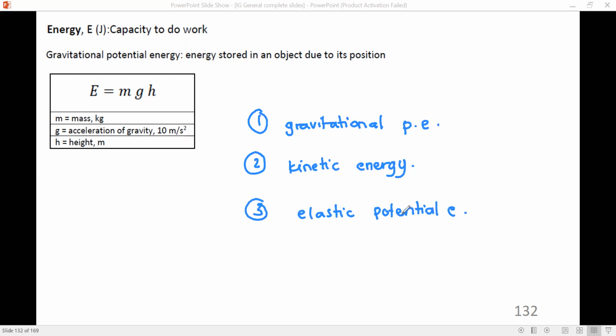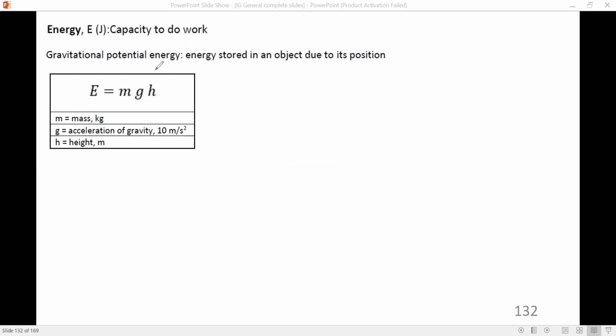We're going to start with gravitational potential energy. Gravitational potential energy is energy stored in an object due to its position. Let's say this is the floor, and then we have an object here. The position of this object causes it to have a potential energy, specifically gravitational potential energy.